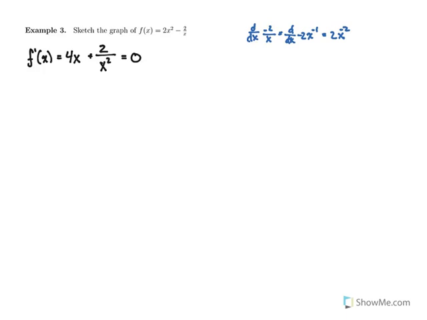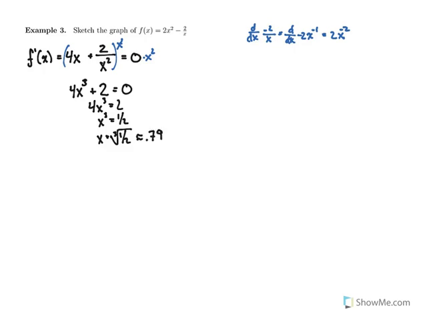I think the best way to do this is to multiply by x squared everywhere. That's going to give us 4x cubed plus 2 equals 0. That is 4x cubed equals 2. X cubed equals 1/2. X is going to be the cubed root of 1/2, about 0.79 or so. So there is a critical point at x equals 0.79 or so.